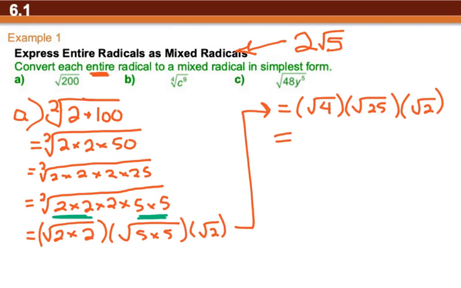Well, we can actually simplify these now, as we do have a couple of perfect squares. The square root of 4 is 2. Just 2, not the square root of 2, just 2. Square root of 25 is 5. And the square root of 2 isn't reducible.